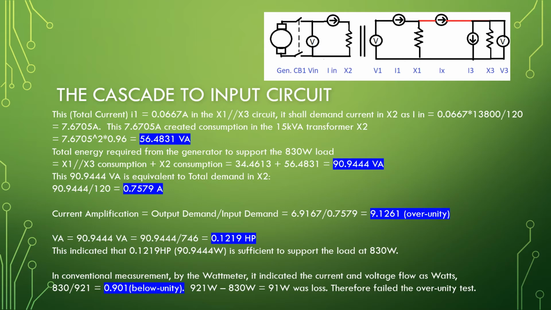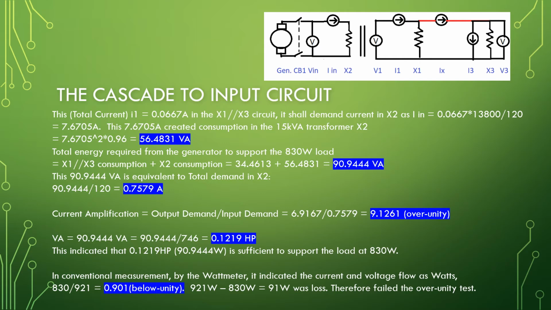90.9444 VA is equivalent to total demand in X2. 90.9444 VA divided by 120 volt equal to 0.7579 ampere. Current amplification equal to output demand divided by input demand equal to 6.9167 divided by 0.7579 equal to 9.1261 over unity.